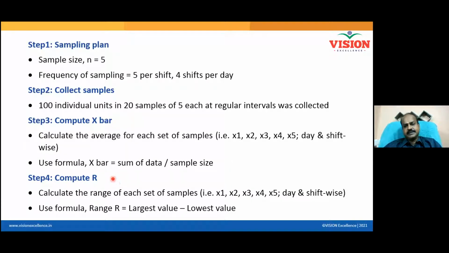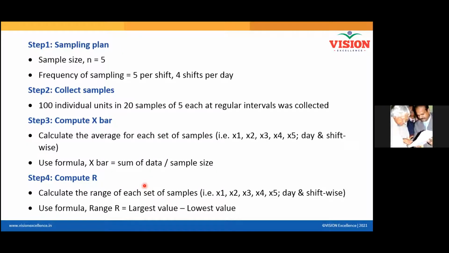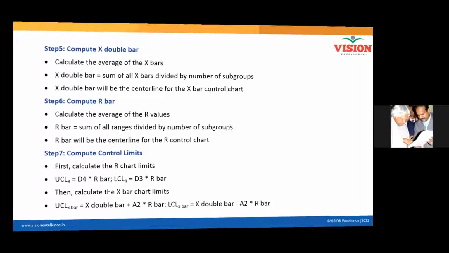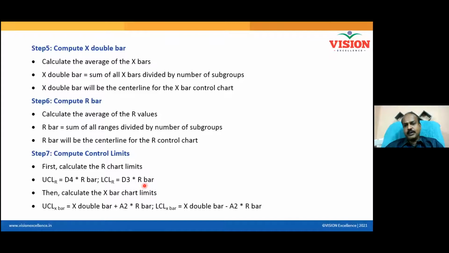And then range. For each subgroup, you calculate the range. Range is the largest value minus the lowest value. Since there are 20 subgroups, there will be 20 subgroup ranges. Done. Now compute X double bar, because you already have 20 averages. Can you calculate the average of the averages? That is X double bar. This X double bar will be the center line in your X bar chart.